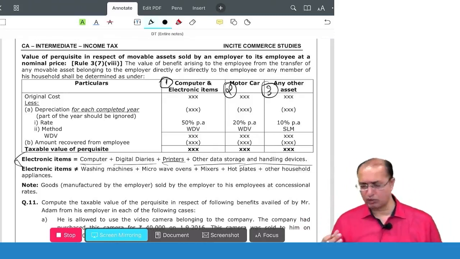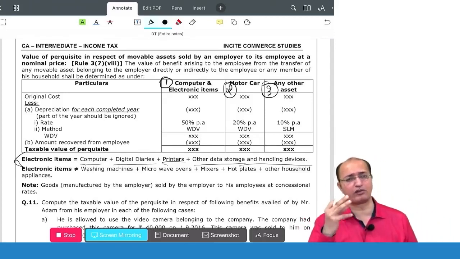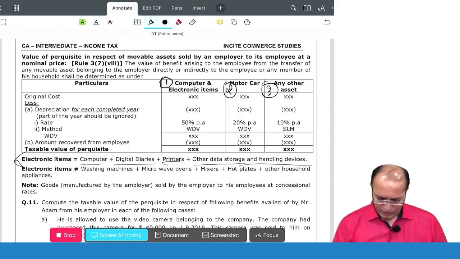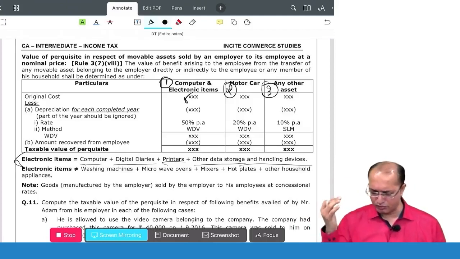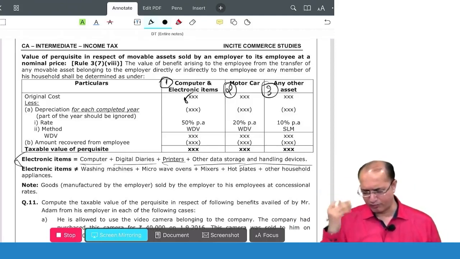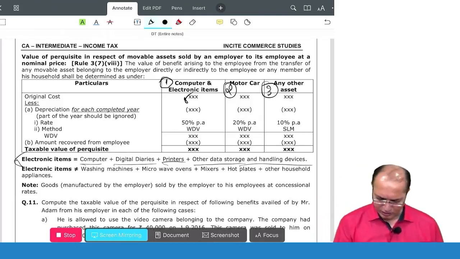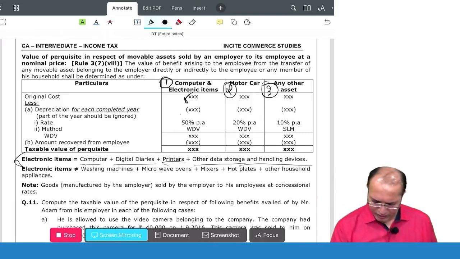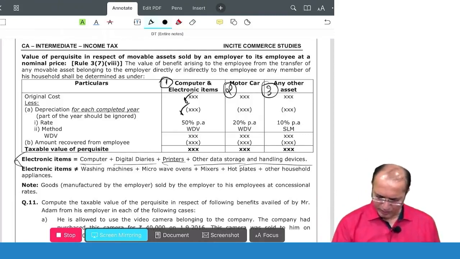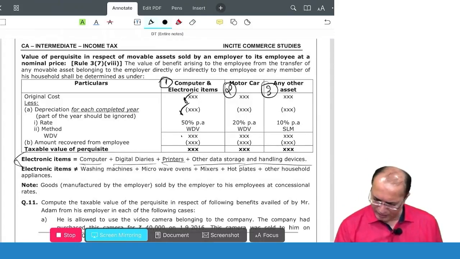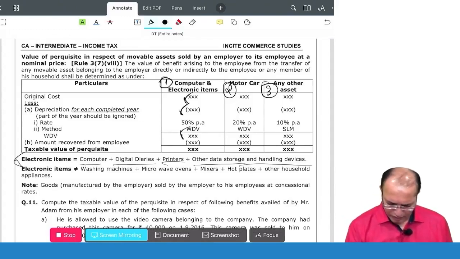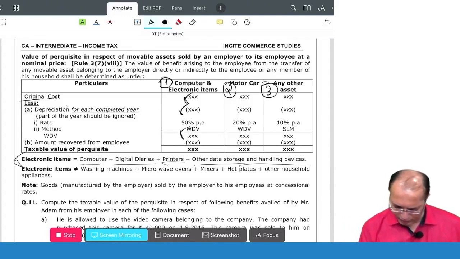Now let's go through the format for calculation of perquisite value. You start with original cost, whatever is the original cost, similar to what you used to do in the working of calculation of profit or loss on sale of asset. Same to same. You take the original cost, from that you deduct depreciation, and then you arrive at the amount of WDV.